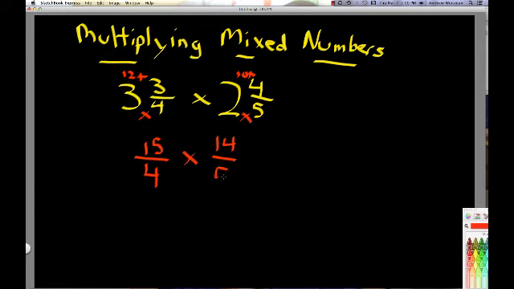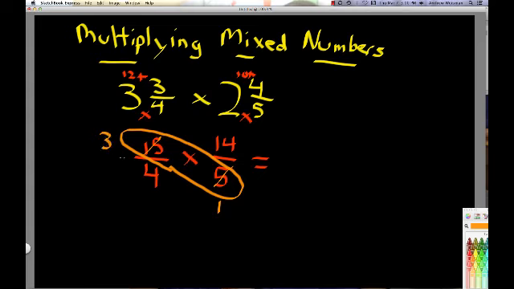14 fifths. And then from a previous lesson, we remember that we can do some canceling here, or we can look at our cross products actually, which will help us when we get to our answer. So as you can see, I have 5 and I have 15. Well, 5 goes into 5 once, and 5 goes into 15 3 times. So now what I'm doing is 3 times 14. I can't do that in my head, so I go over to this area here.